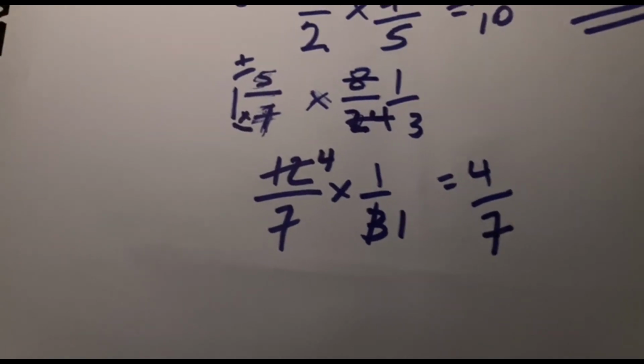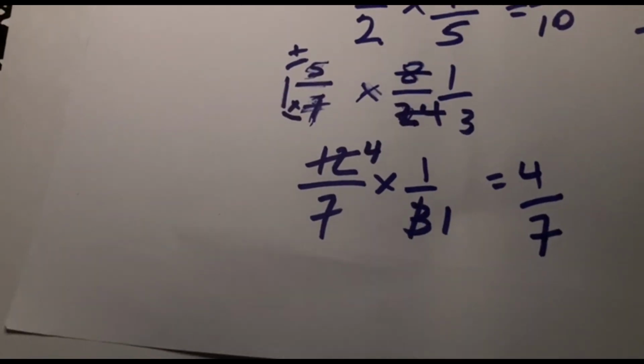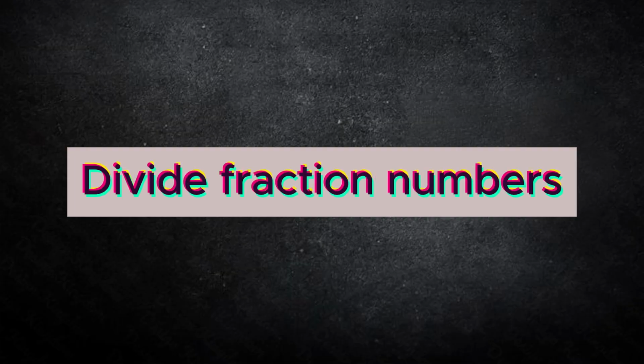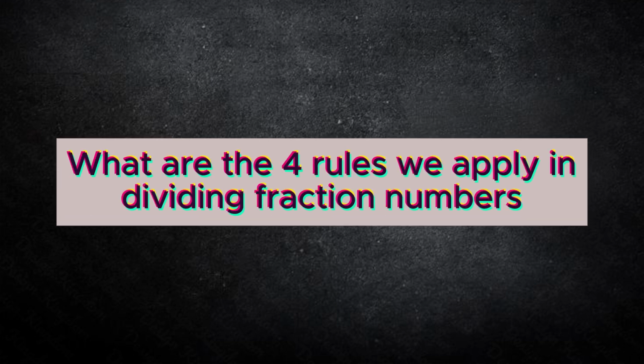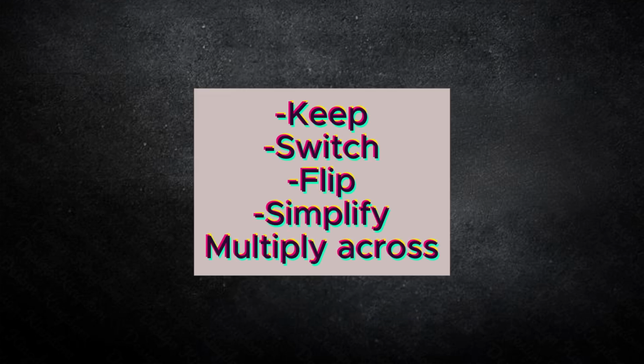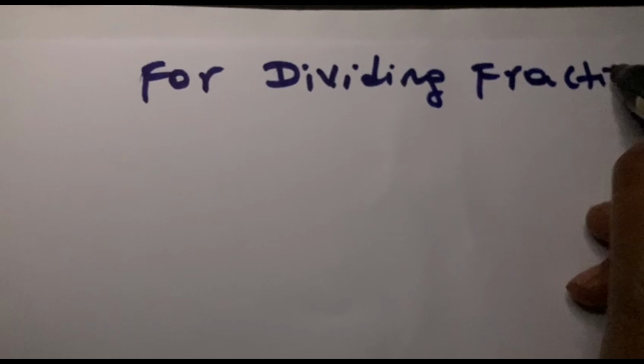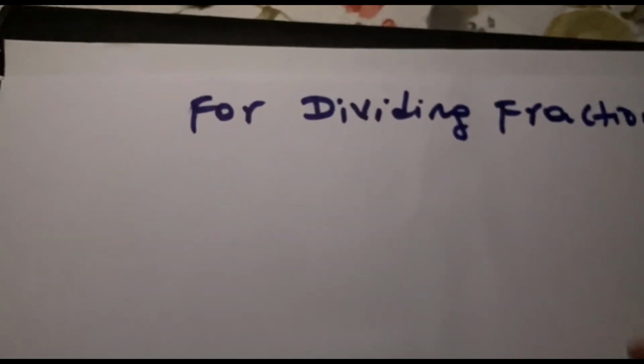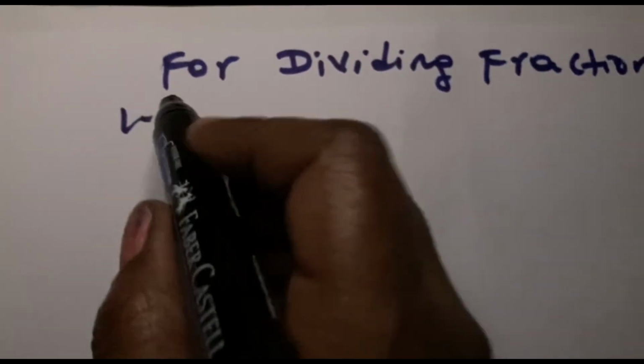So this is all about multiplying. For dividing, we need to follow the 4 rules. What are the 4 rules? The 4 rules are keep, switch, flip, simplify, and multiply across. We need to follow these rules. Number 1, keep.